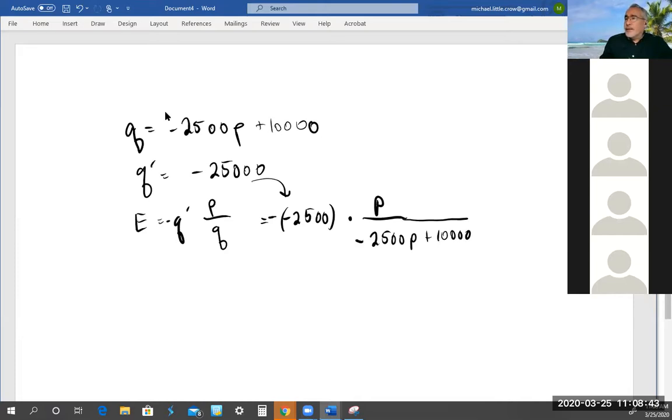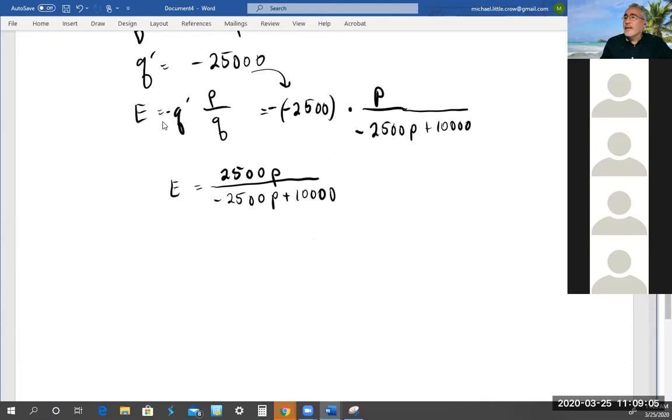So this negative and negative make a positive. So it's 2,500 P over minus 2,500 P plus 10,000. We will maximize this when E is equal to 1.